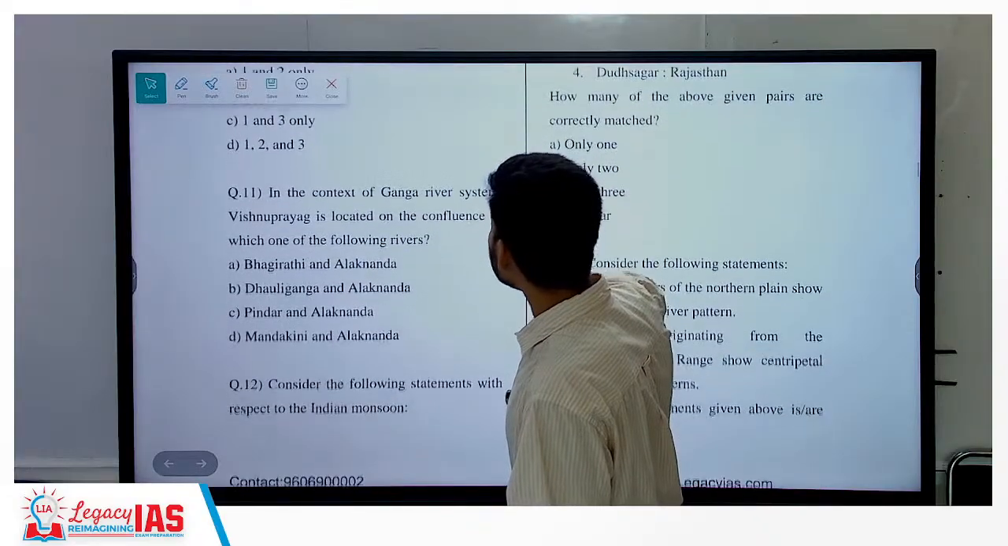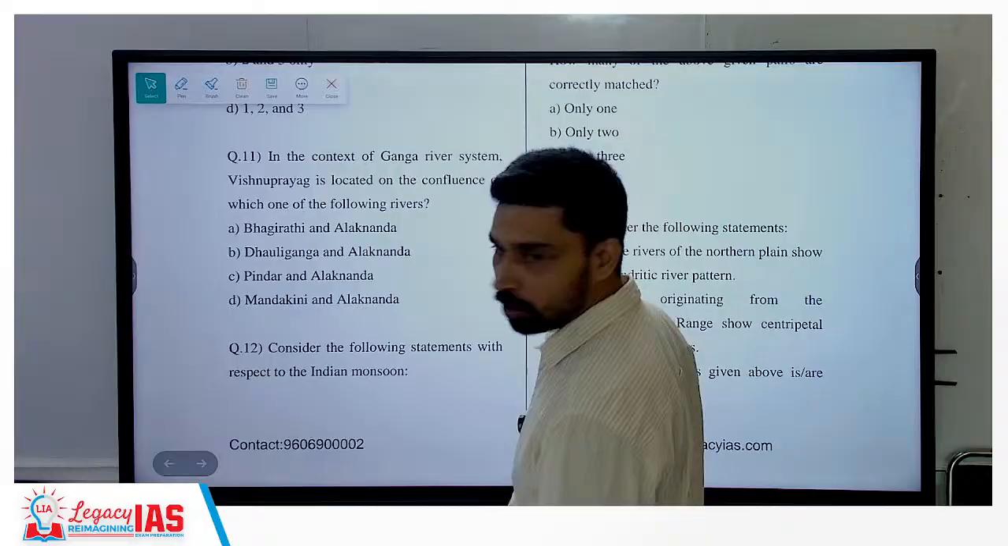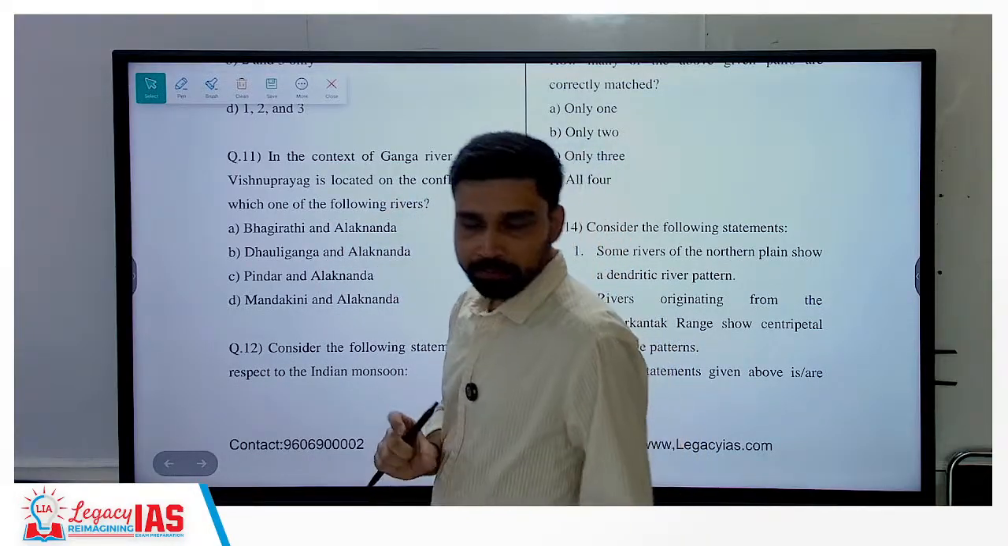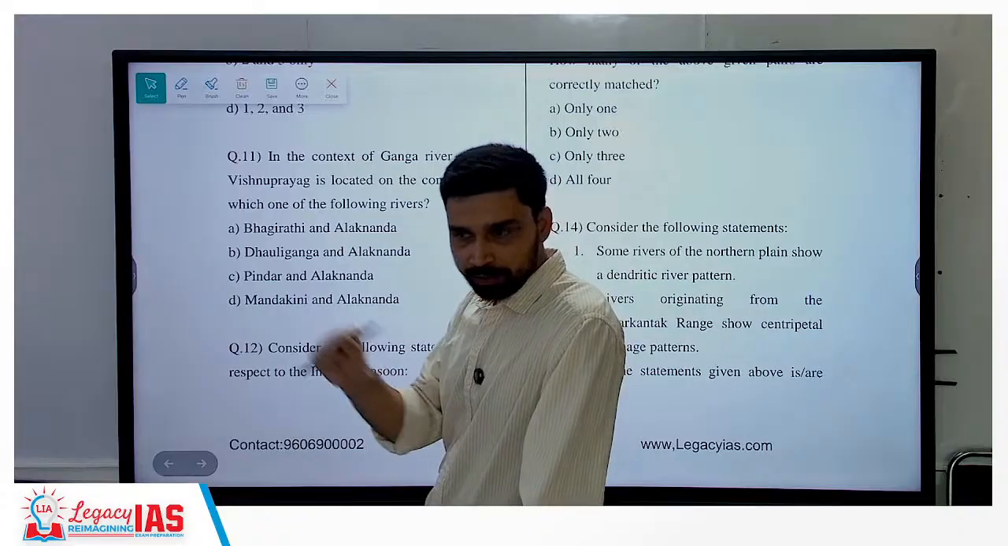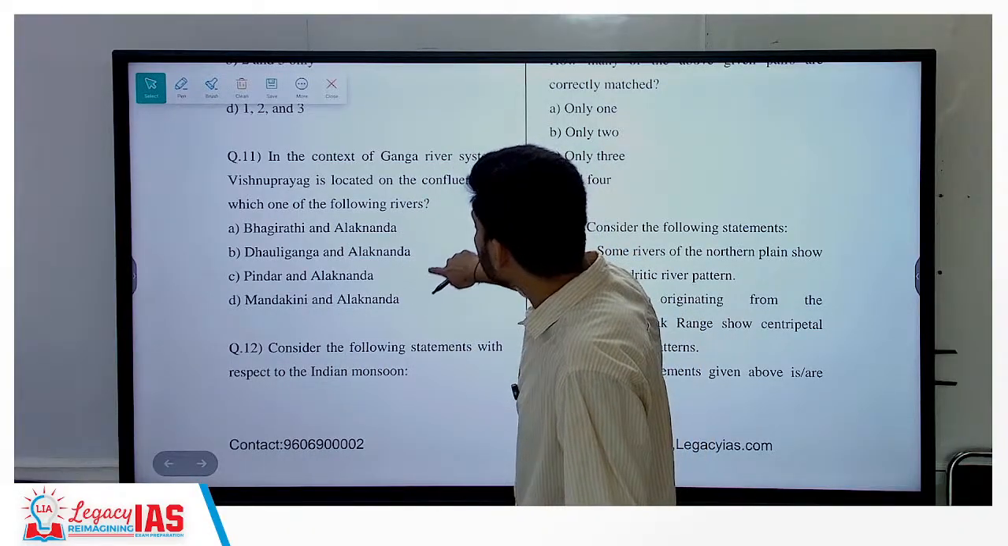In the context of Ganga river system, Vishnu Prayag is located on the confluence of which rivers? Dhauli Ganga, first Prayag. Okay, Dhauli Ganga and Alaknanda. All the Prayags are basically on Alaknanda river, and different rivers join it. So Dhauli Ganga, Alaknanda, this B option is right.